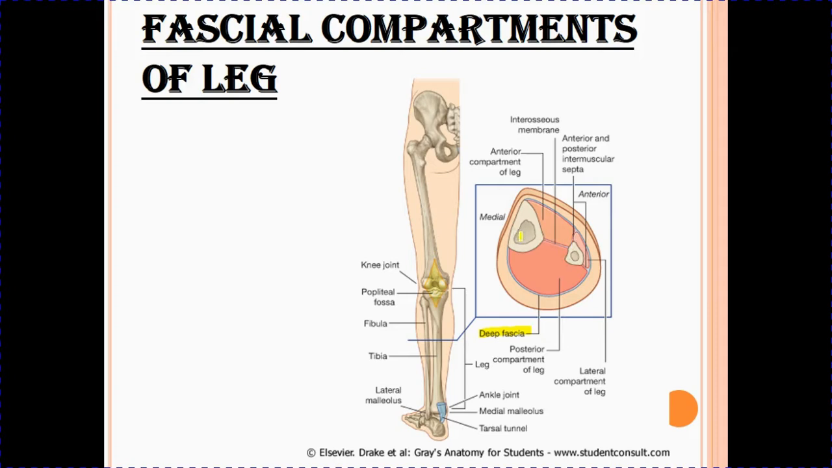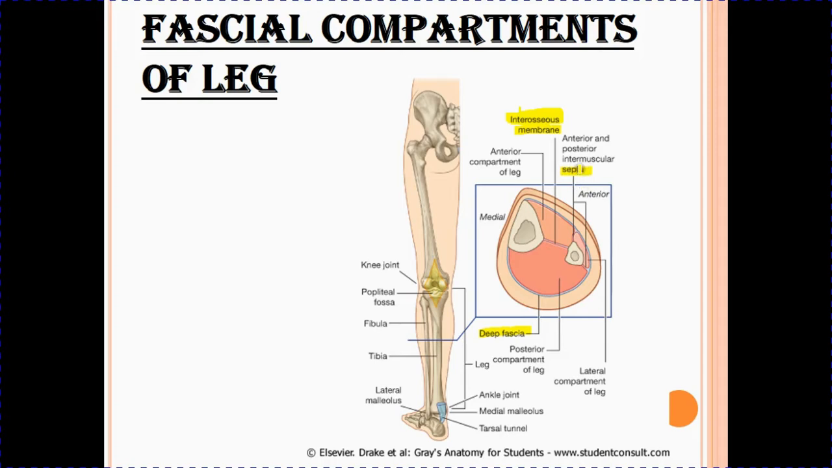The two bones tibia and fibula are connected by a membrane which is called interosseous membrane. The interosseous membrane also helps in creating the compartments. So two structures are responsible for the creation of compartments. First is the interosseous membrane and second are the septas which are extensions of deep fascia.